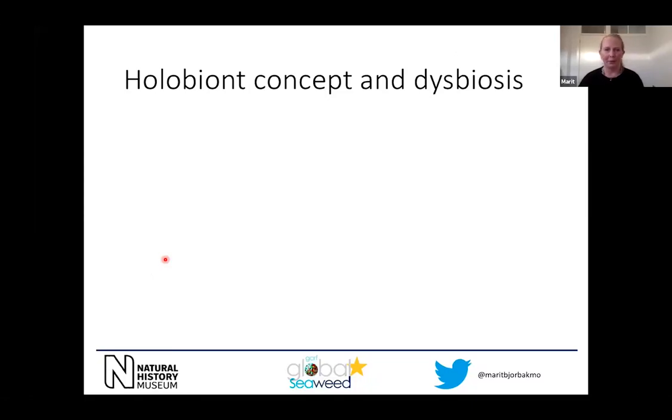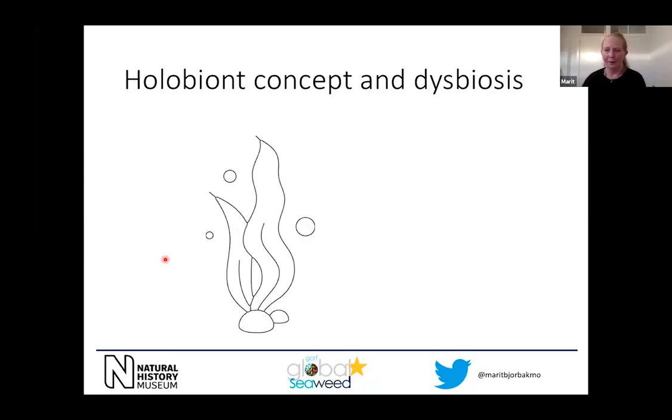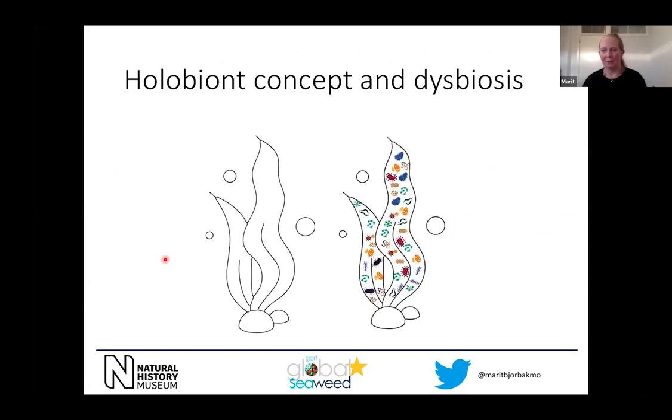So first of all, what is a holobiont? So you have a seaweed, and a holobiont is an assemblage of different organisms which forms an ecological unit, often defined as the host organism plus all of its microbial symbionts. And this involves bacteria, archaea, fungi, viruses, protists, and also endophytes and epiphytes, which live within and on the seaweed. So in other words, the holobiont comprises all organisms, from mutualists to commensals to parasitic organisms.